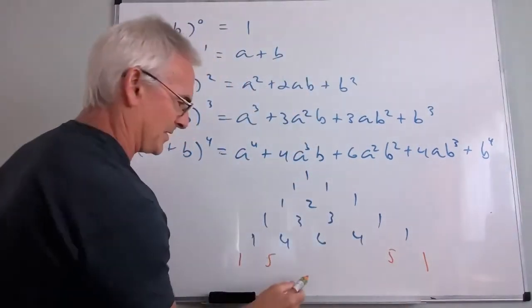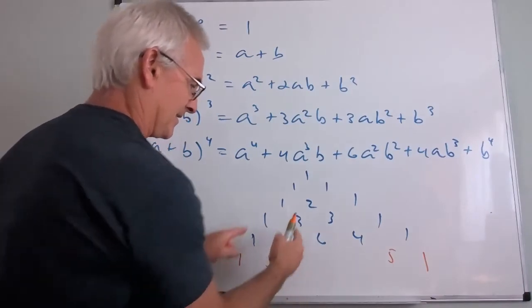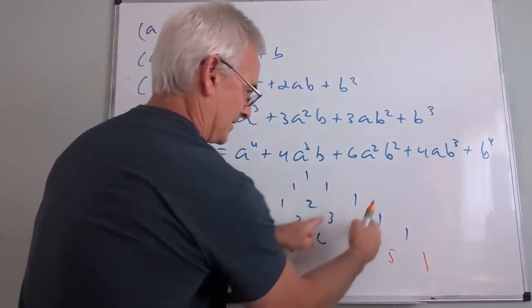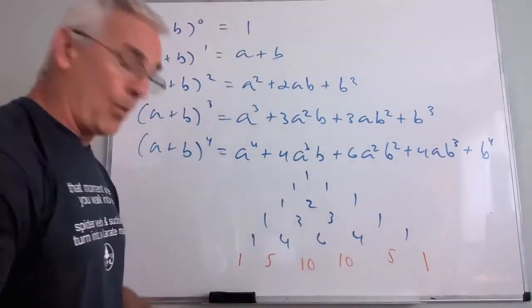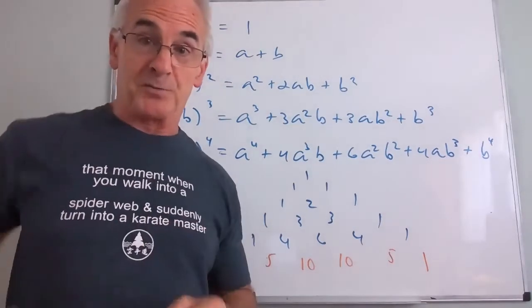Now, how do you get this guy? Do you guys remember the trick? You just add the 2 above it. Yeah, the 2 that are diagonal above it. Oh, so I want you guys to tell me the coefficients of (a + b) to the 100th power.